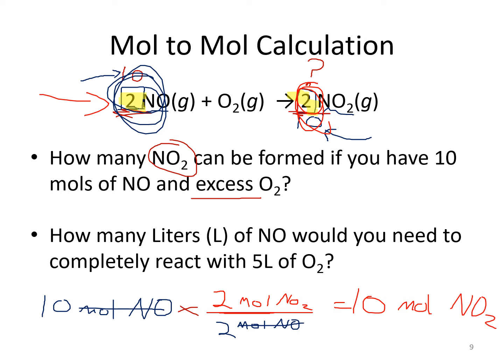What about if this number was a more difficult number? Say it was 3.75 moles. How would the problem be different? Well, 3.75 times 2 divided by 2, still 3.75.